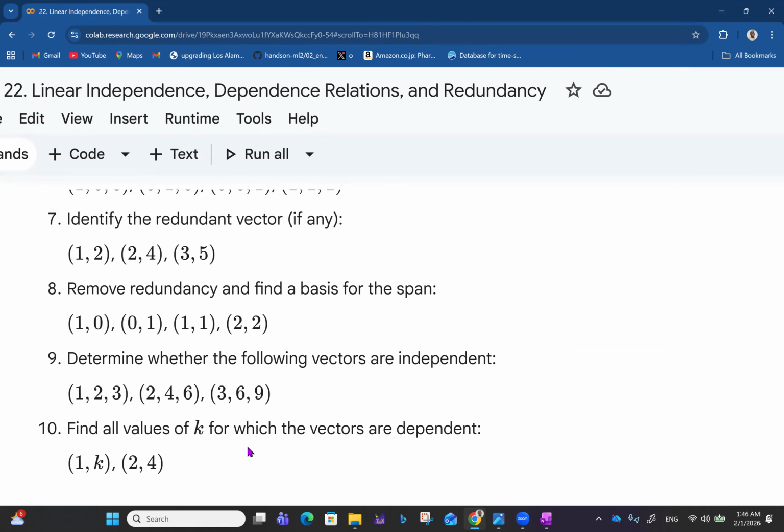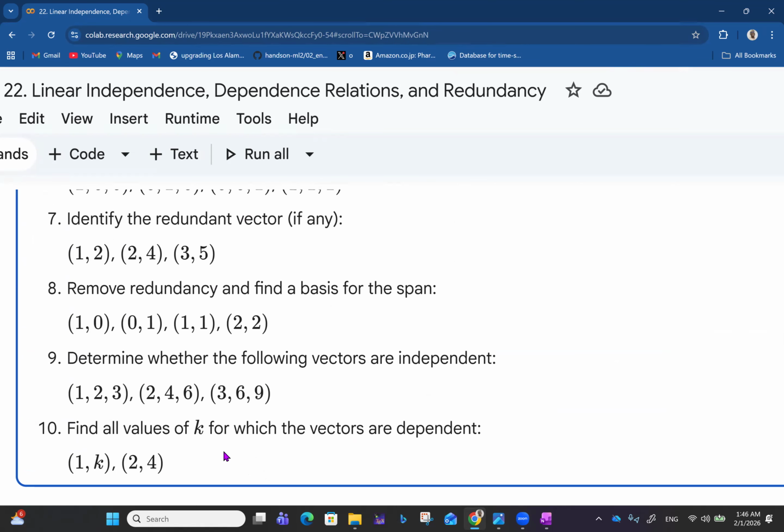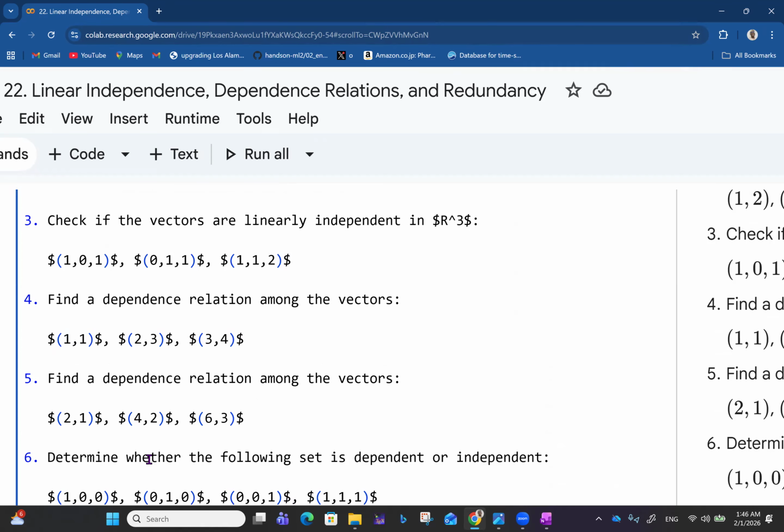Question 10: find all values of k for which the vectors are dependent. We want to find all values of k for which these vectors are dependent. It means we just need to say this is (1, k). For them to be linearly dependent, this expression has to be a multiple of this. We can see it's clearly 2 times (1, ...), so we have (2, ...).